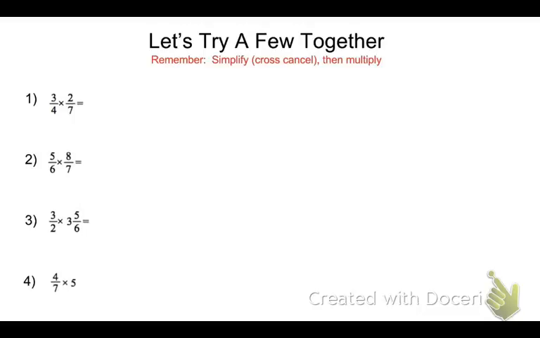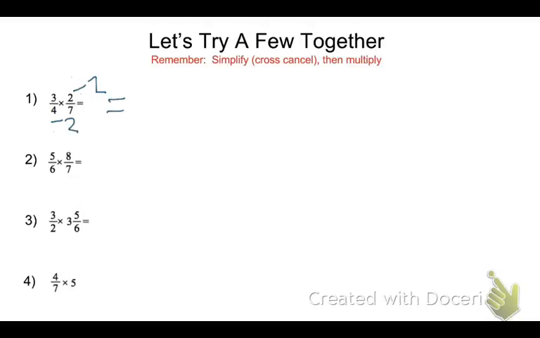The first thing I'm going to do is look to see if I can cross-cancel. Again, it must be done diagonally. It's the same thing as simplifying. So I'm looking for a common factor between 3 and 7. There is not a common factor. I look at 2 and 4. I know that 2 is a factor of 2, and I know that 4 has a factor of 2 as well. So I can divide both of these numbers by 2.